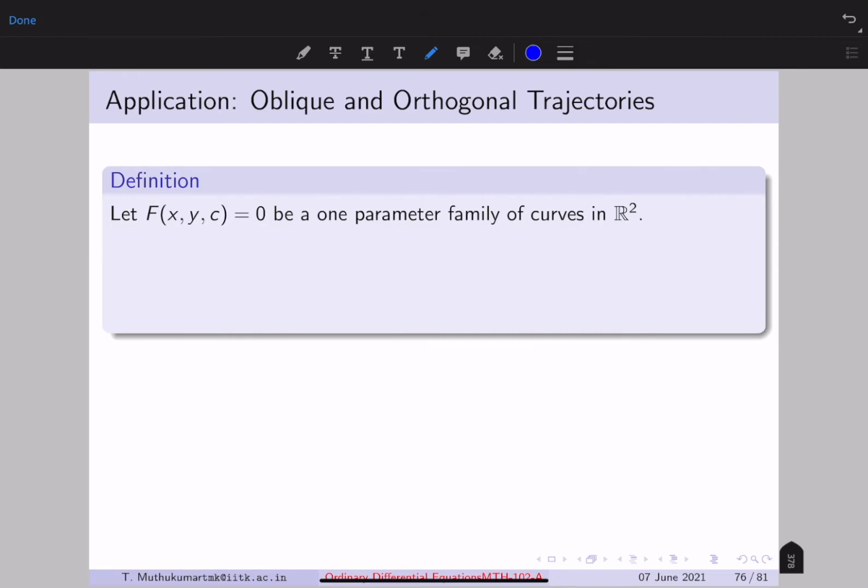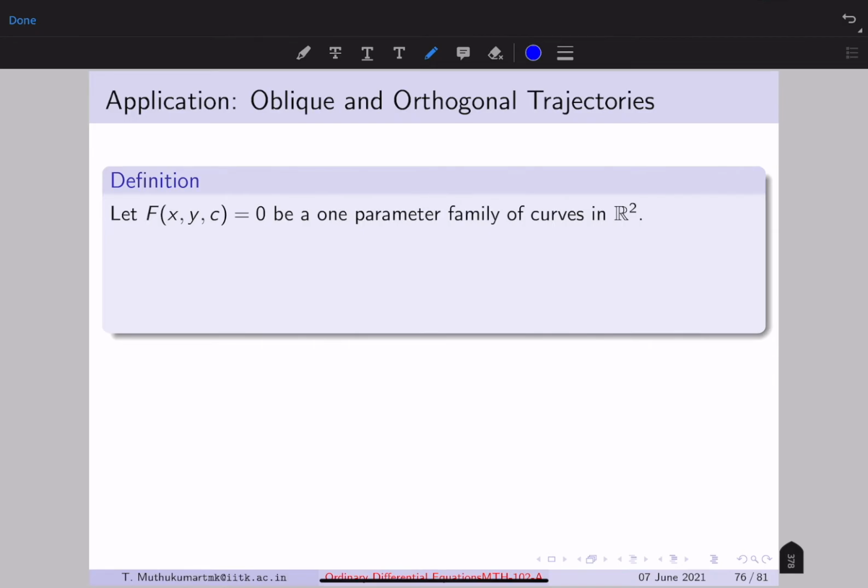Now, this will be the last lecture on first order differential equations. So far we have seen methods on how to solve differential equations. Now we will end the first order differential equation set of lectures with an application, of how you can use the differential equation to actually find a family of curves, so two families of curves which intersect at some angle and so on.